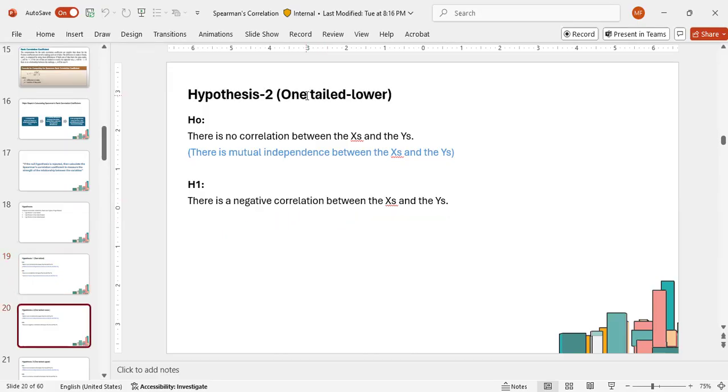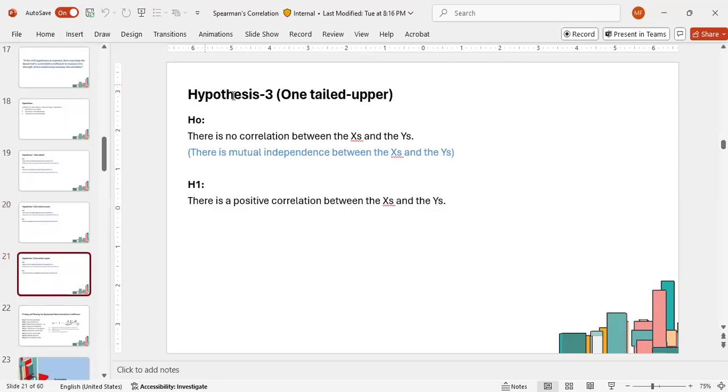In the case of a one-tailed lower hypothesis, the null hypothesis says that there is no correlation between x's and y's. Same, there is mutual independence between x's and y's. And the alternate hypothesis says that there is negative correlation. This lower here is represented by this word, negative. Negative correlation between the x's and the y's.